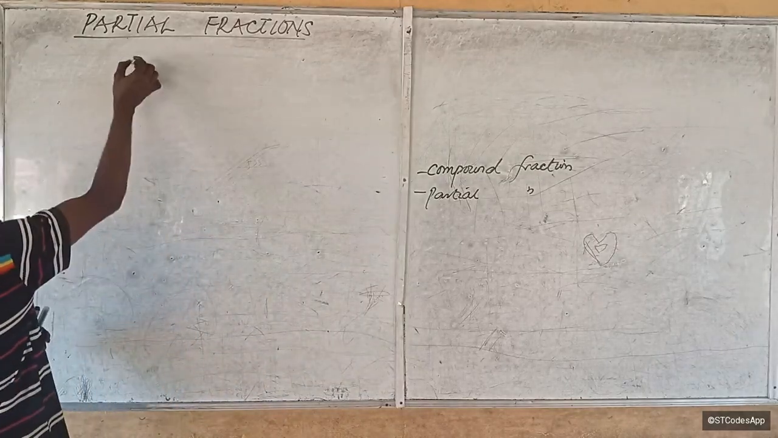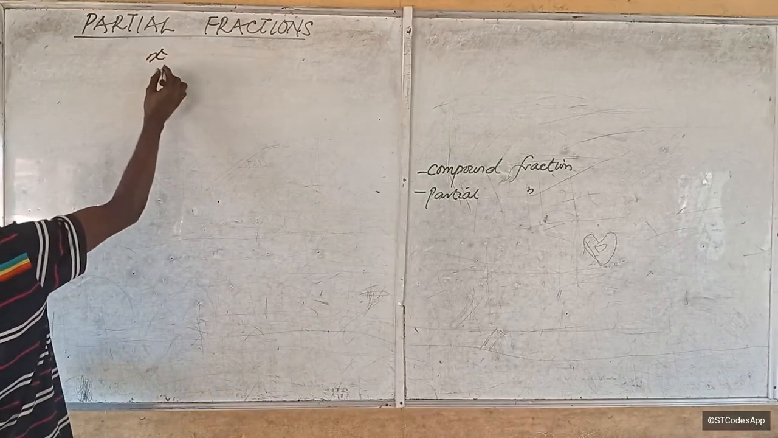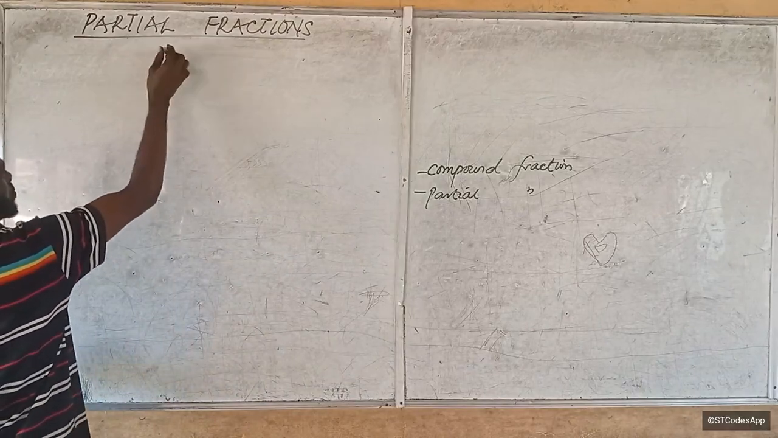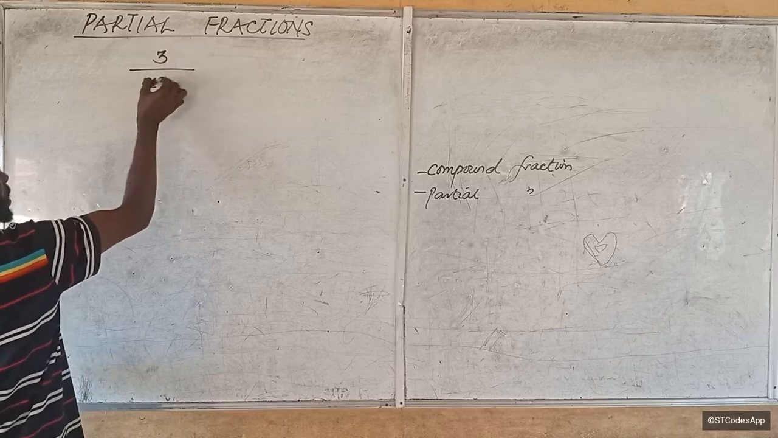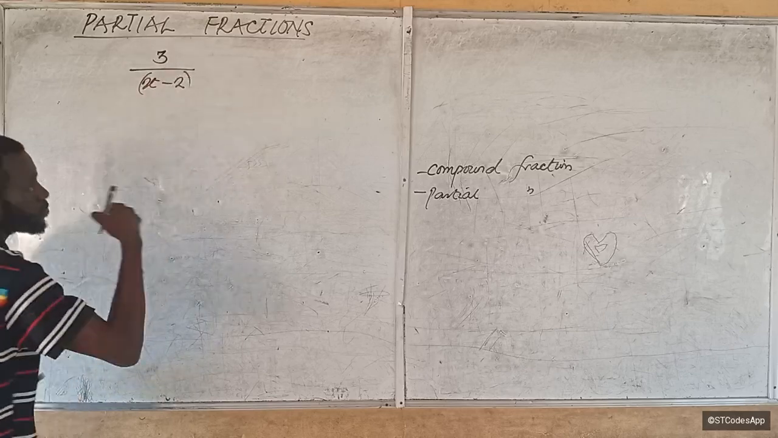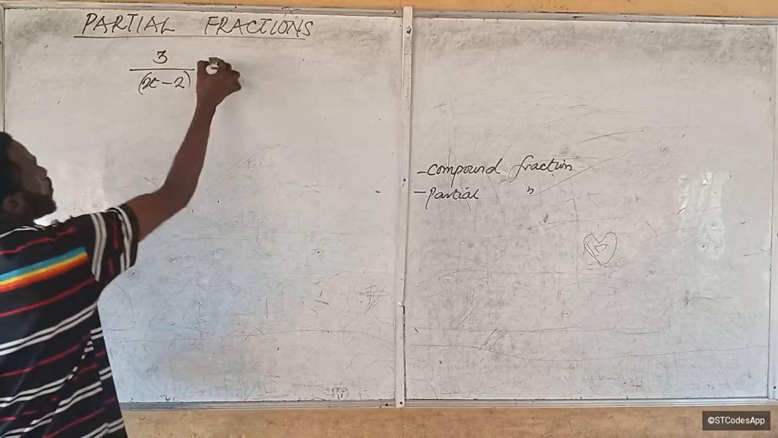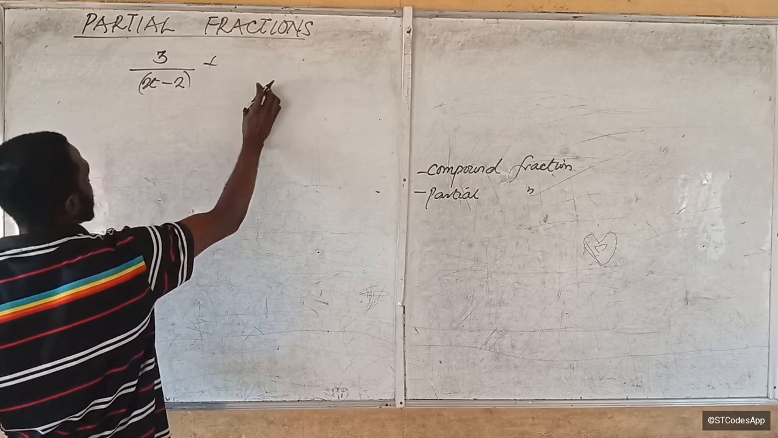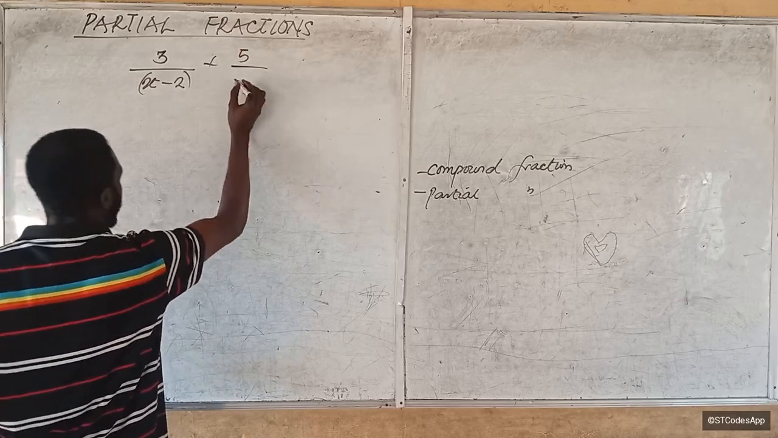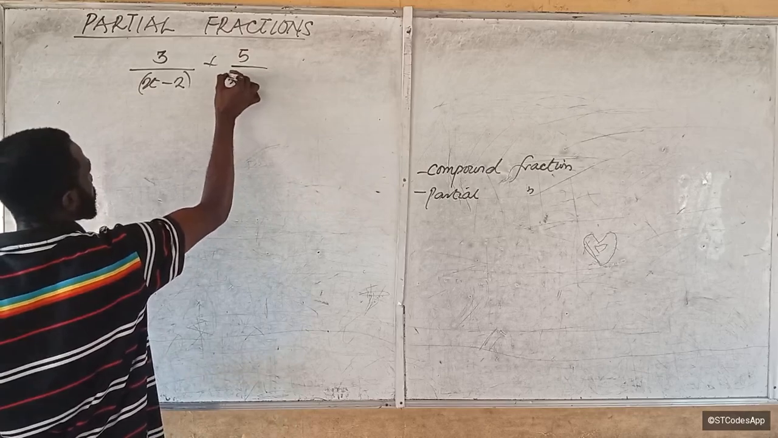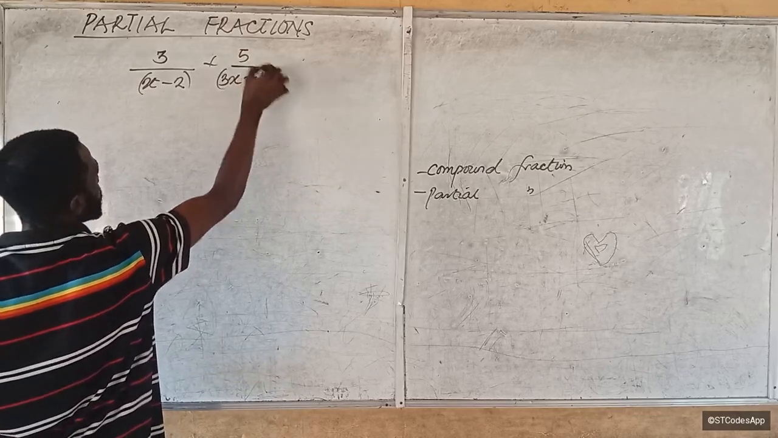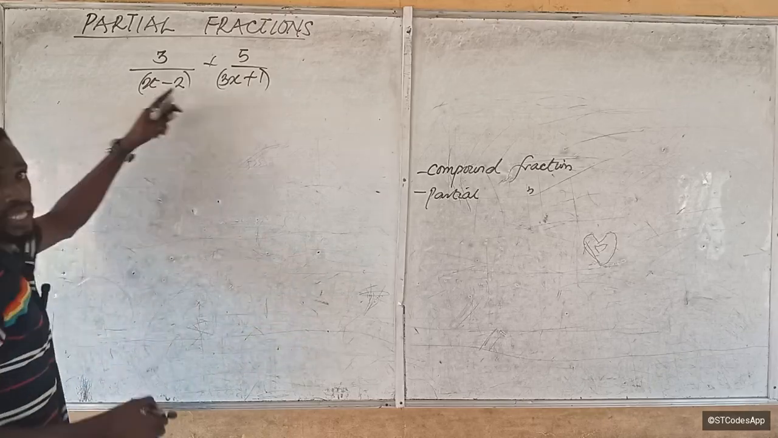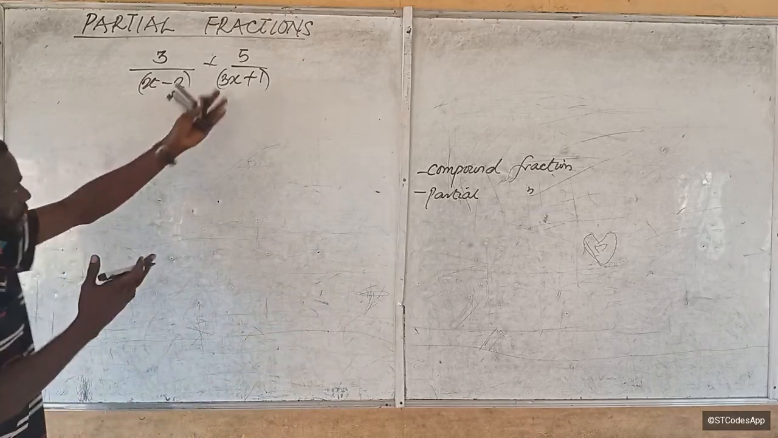Now, in order to understand this, let me show you what I mean. For example, if I say you should simplify this expression, let's say 3 over x minus 2, plus, let me use a bigger number, 5 over 3x plus 1. I don't want it to be x again, okay? All right, so let's say we have something like this.